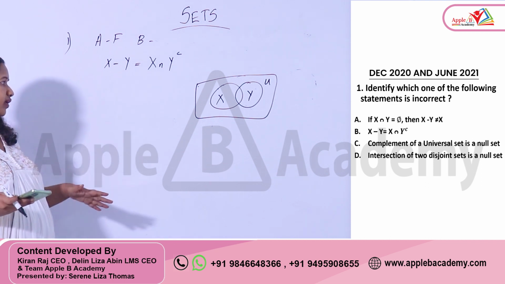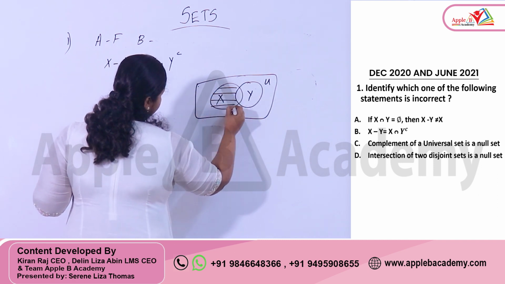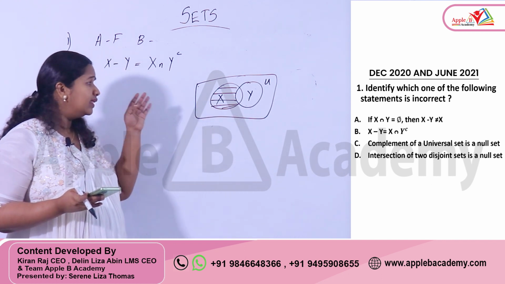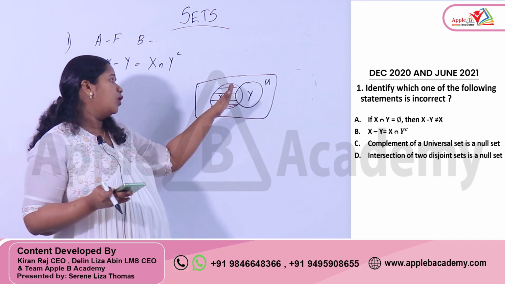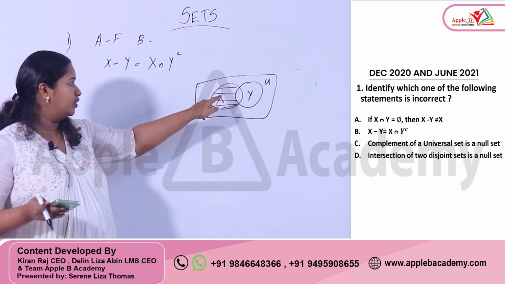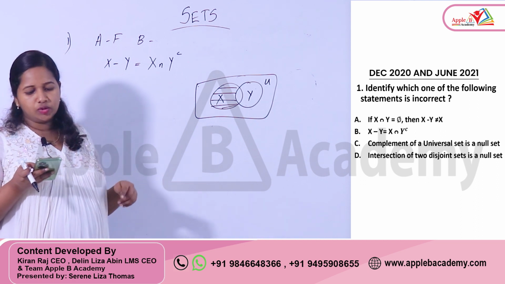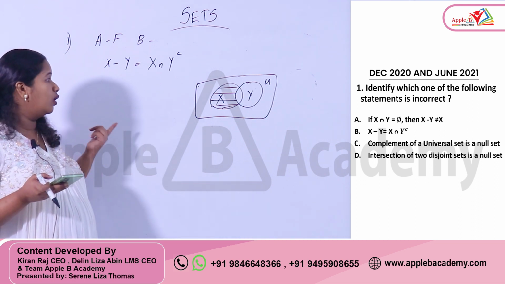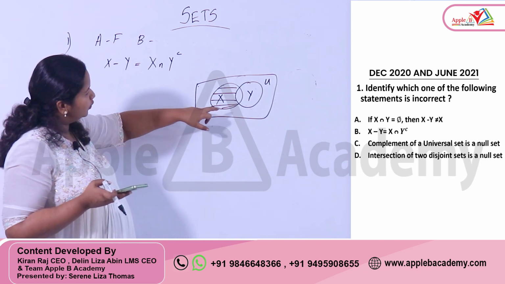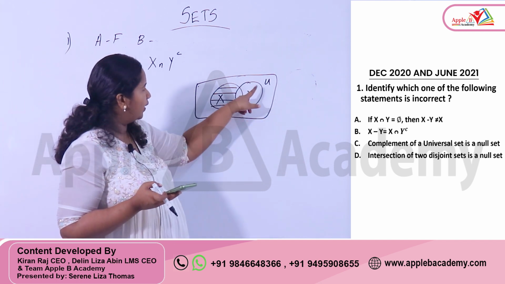So x minus y. X minus y means you are subtracting or deleting the common elements present in both x and y from x. The shaded portion represents x minus y. So x minus y is equal to x intersection y complement. y complement means the area which is outside this y.